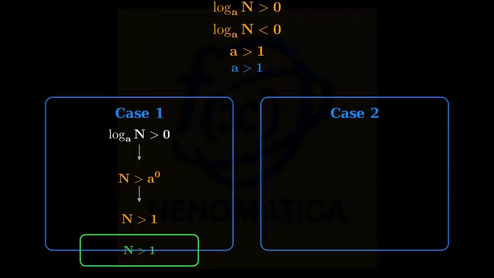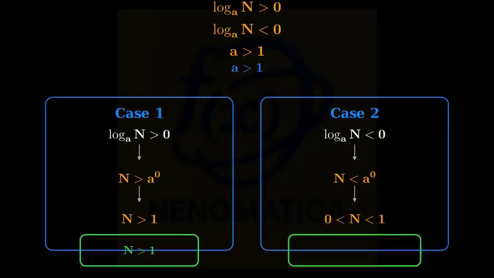Now case 2, again in the same 3-line structure. First, write the inequality: log base a of n less than 0. Convert to the exponential form. Since a is greater than 1, the inequality direction remains, n less than a to the 0. Finally, simplify a to the 0 equals 1, and also include the logarithm domain n greater than 0, giving 0 less than n less than 1.